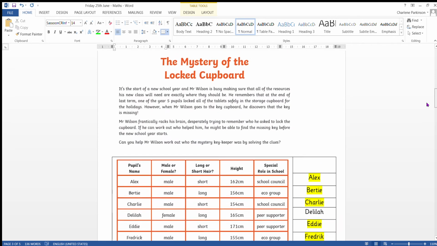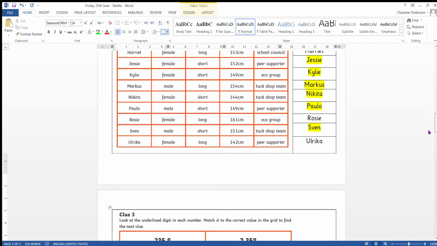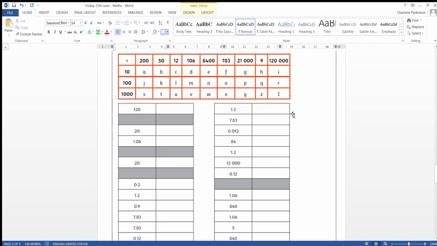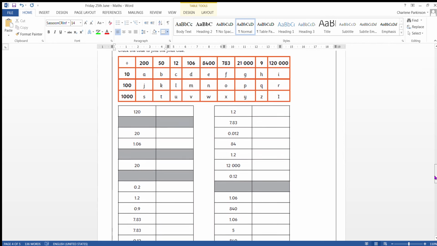The first clue was about male or female. The second was about the hair. So I'm guessing the third clue is going to be about their height. And clue 4, this one took me a while to understand because there weren't any instructions. It just said crack the code, and I didn't understand the code. But once I figured it out, it's actually not too bad. Basically, this is a bit like a times table grid, but it's division. So you are matching that bit to that bit.